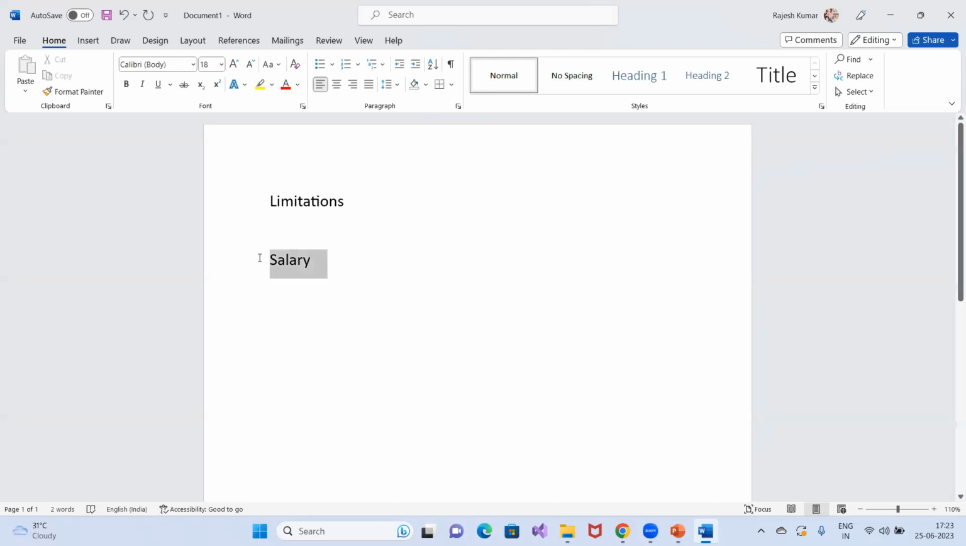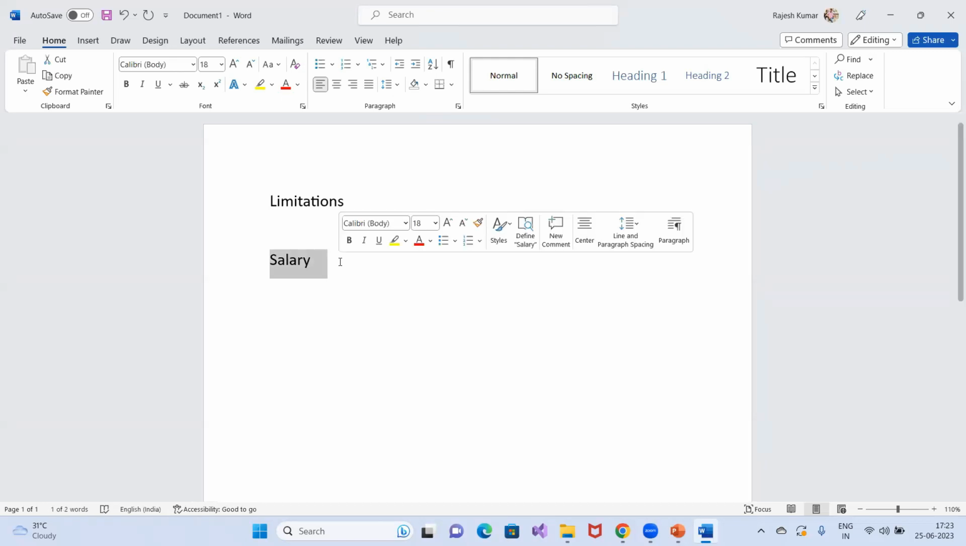Then comes the growth part. Somehow you can become a senior desktop support engineer, senior service desk engineer, team lead, assistant manager, and manager. But again, there is a limitation.